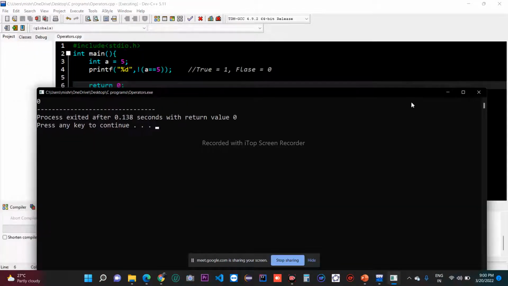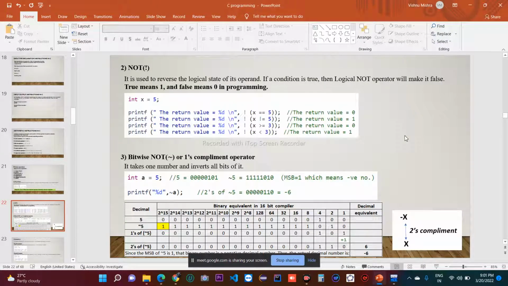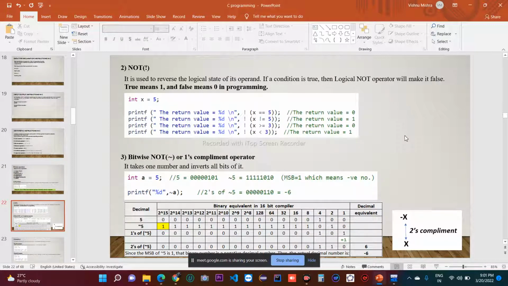Here, this was unary minus, this was NOT, and now we come to bitwise NOT. Now this is pretty complex, but don't worry, I'll try to explain it to you in a very easy manner.